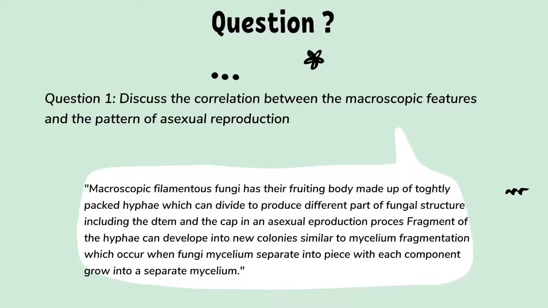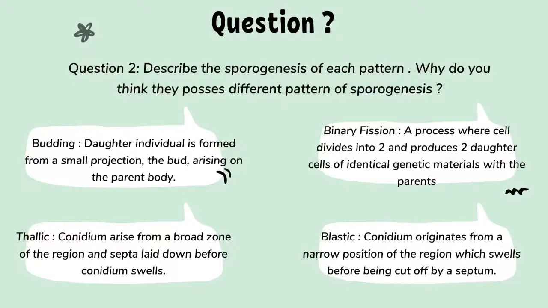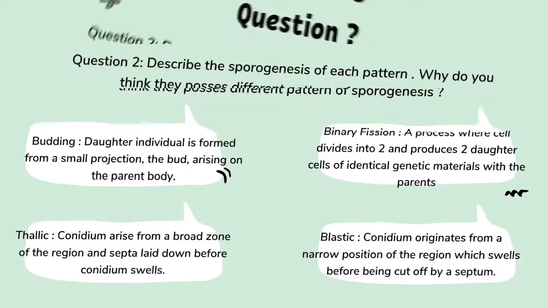Discuss the correlation between macroscopic features and the pattern of asexual reproduction in fungi. Describe the sporogenesis of each pattern: budding, binary fission, free cell formation, thallic, and blastic. Why do you think they possess different patterns of sporogenesis?